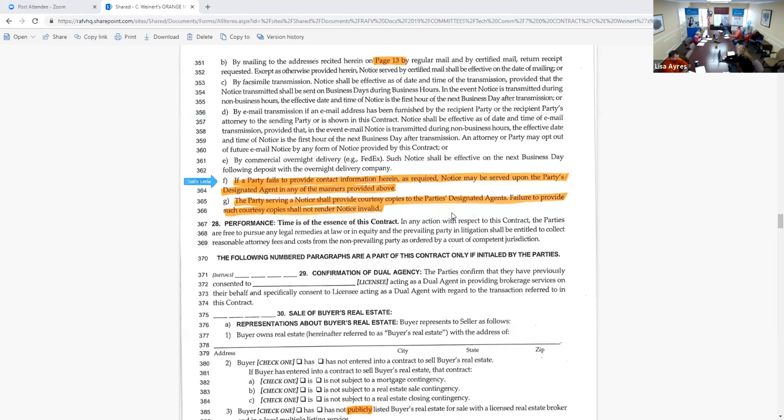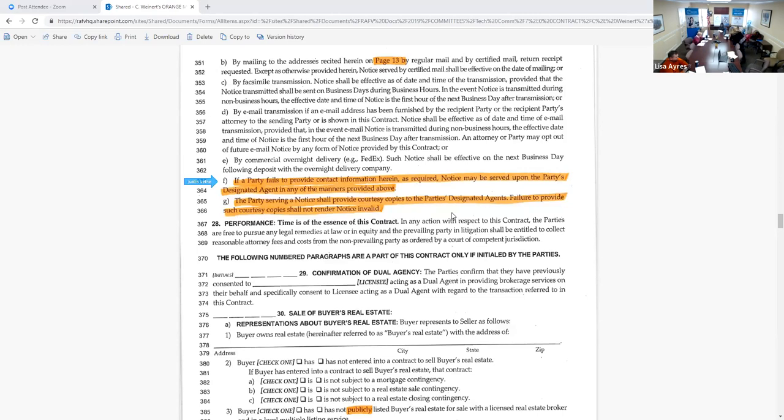And here it comes on line 363. If a party fails to provide contact information herein as required, notice may be served upon the party's designated agent in any of the manners provided above. Designated agent, that's you. So if you don't get that information on the contract, you very well could be the person receiving notice. That's not a position your managing broker will want you to be in. Probably not a position you want to be in either. The way to avoid that is make sure you have this information on the contract.